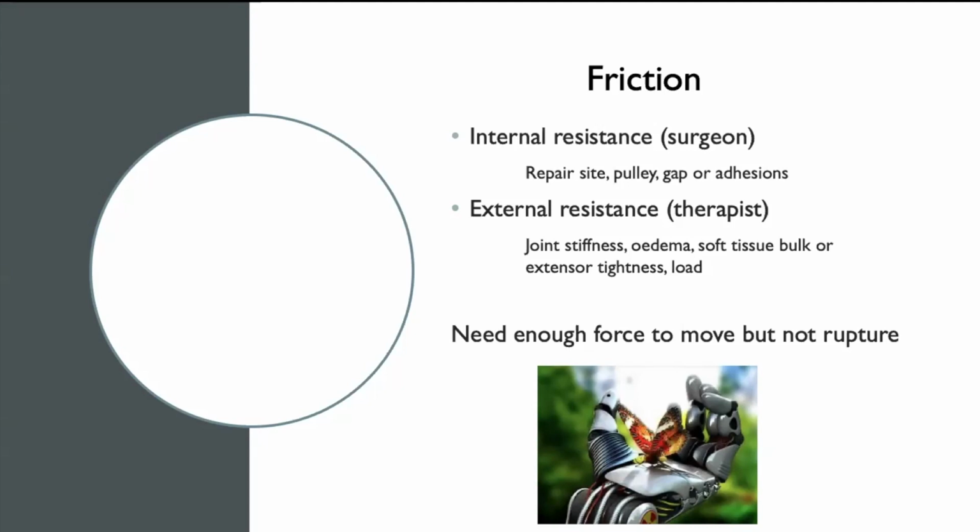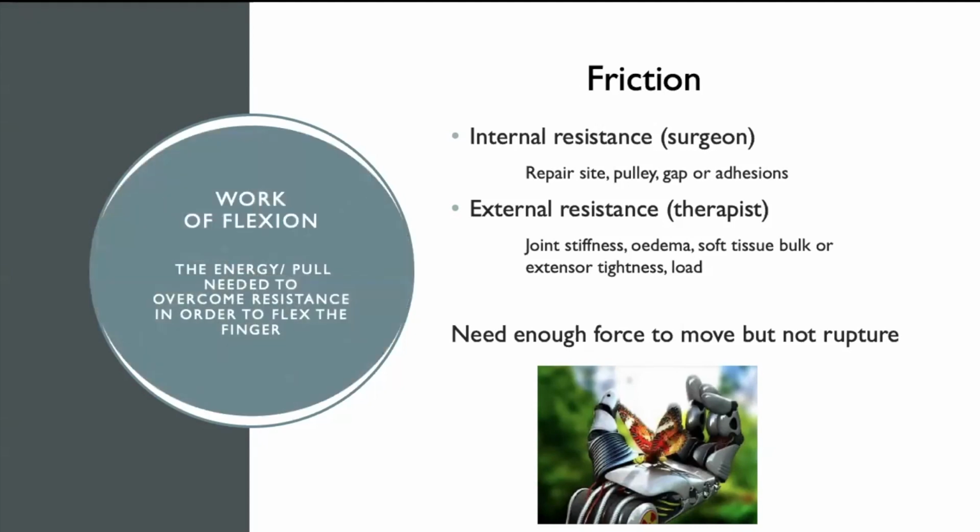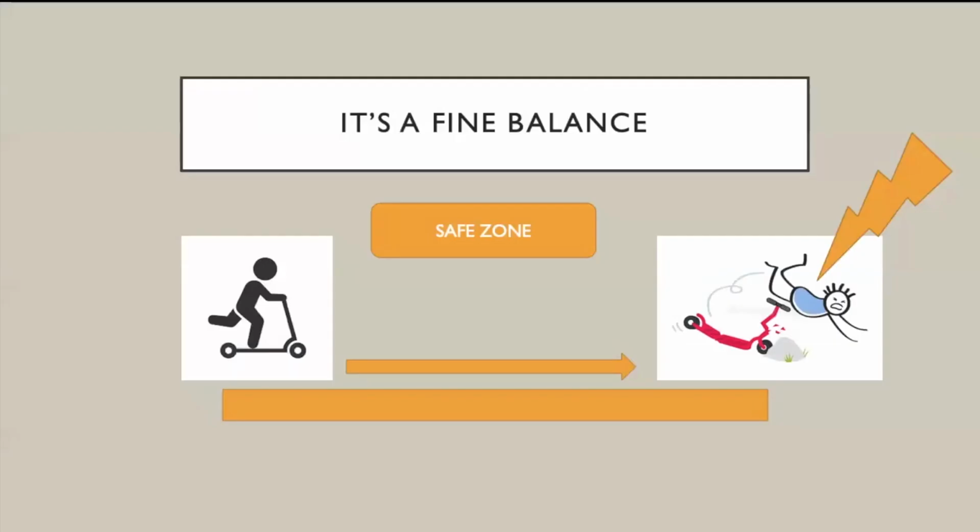Essentially, this leads us to the concept used widely in the literature now of the work of flexion, being the energy or pull needed to overcome resistance in order to flex the finger. Too much resistance too early will result in rupture, and it's our job as therapists to minimise the amount of resistance the patient encounters as they attempt to do so. We need to help them with working in their safe zone.